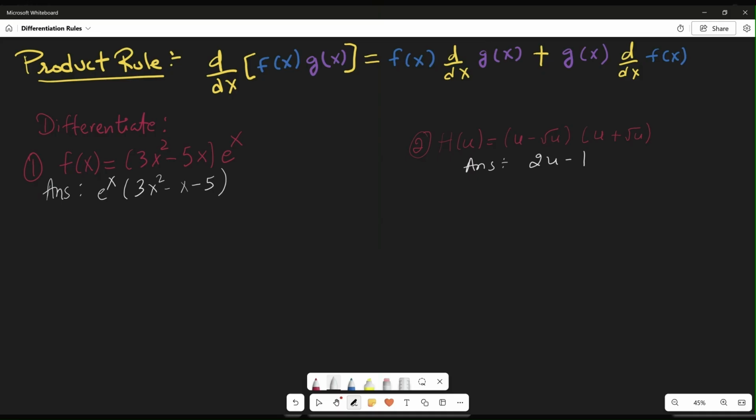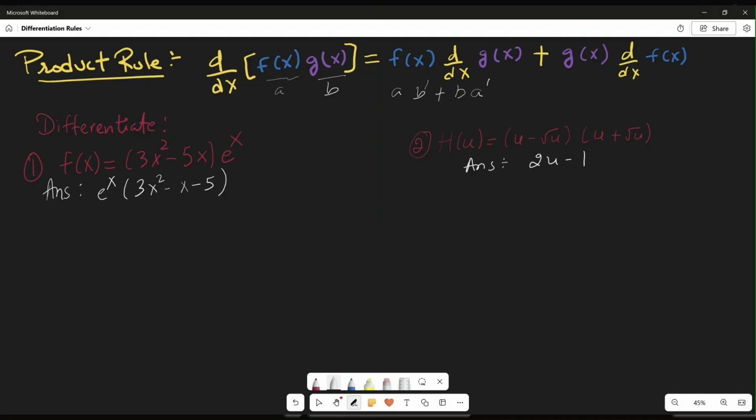I already used different colors to make it easier to see what is going on, instead of just trying hard to memorize this formula, this rule. You can simply think of this as a times b. The derivative of a times b is simply a times the derivative of b, plus, since we have already taken the derivative of b, now we are going to take the derivative of a. So the derivative of a times b is simply a times the derivative of b plus b times the derivative of a.